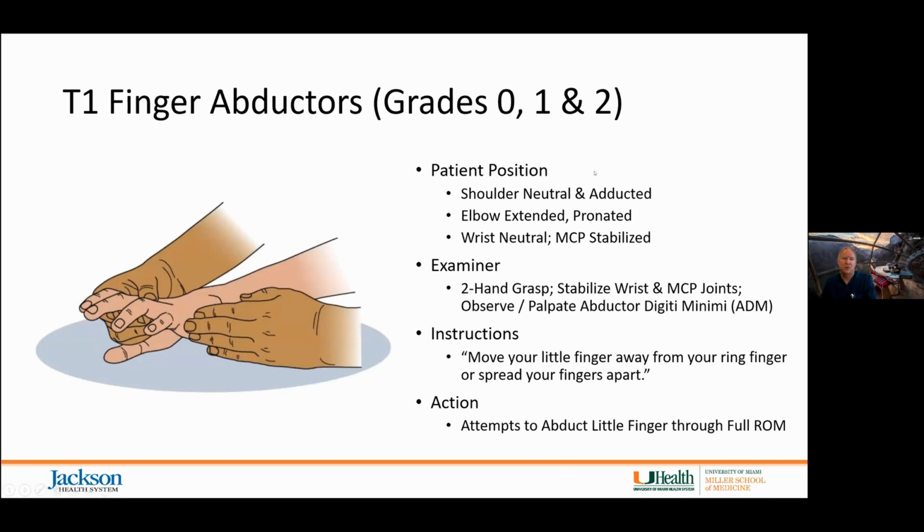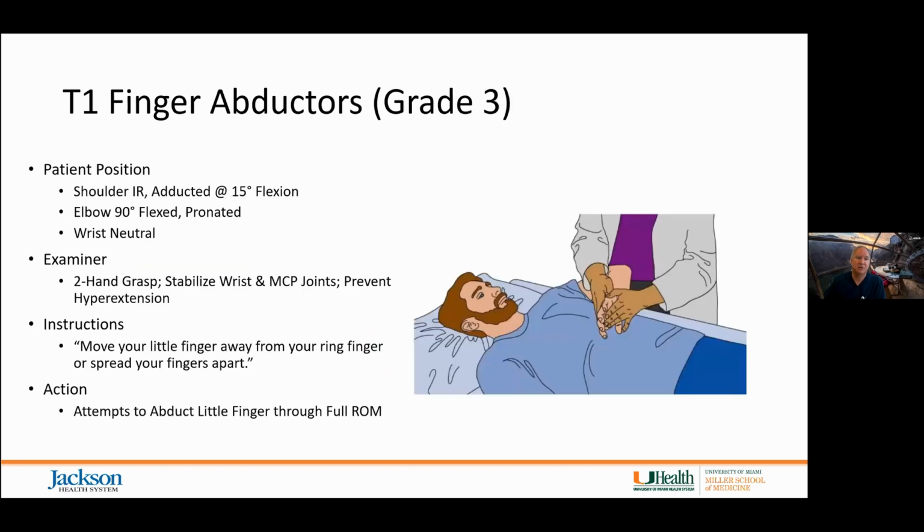We're going to look for less than anti-gravity strength by having the wrist in a neutral position, the MCP stabilized, and asking the person to move the little finger away from the ring finger, or spread the fingers apart. If they can get through that full range of motion, they're listed as a 2, could be more. If they can't get through the full range of motion, you're going to grade them a 1, and if there's no flicker of muscle movement, then you grade them a 0.